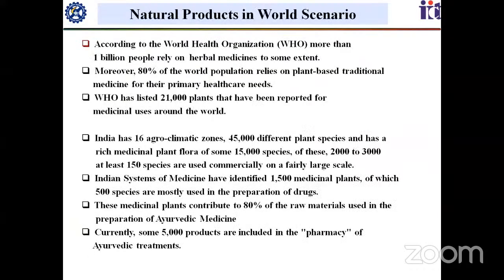So based on this preliminary information, the World Health Organization recently also conducted a survey regarding the utilization of plant-based medicine, and it has been revealed that more than 80% of the population around the globe depend upon plant-based medicine. Further, they have also identified another 21,000 medicinal plants which have been reported for medicinal uses around the world. And coming to Indian conditions, India is known as the botanical garden of the globe. India has 16 agroclimatic zones and around 45,000 different medicinal plant species which are fairly utilized in the Ayurvedic system of medicine or other traditional systems of medicine, and some of the species are also exported to other countries.